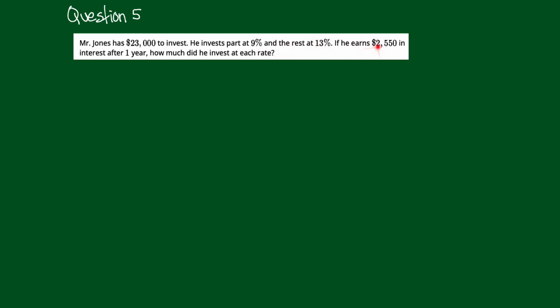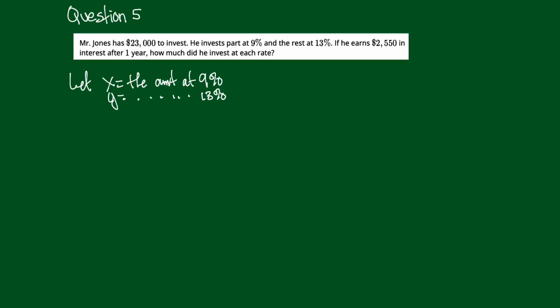And then we're told he earns a total of $2,550 of interest in 1 year. And then we want to know how much did he invest in each rate. So why don't we do this? Why don't we let X equal the amount at 9%, and Y equal the amount at 13%.